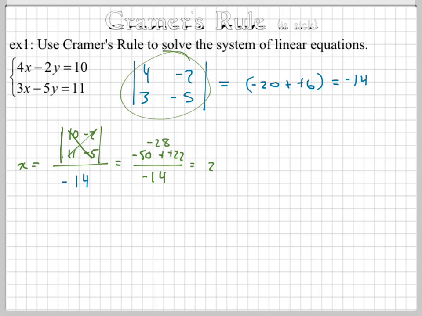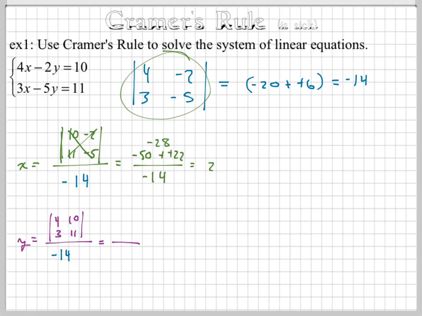That's it. Done. Now, for the sake of practicing, I'm going to use Cramer's rule to find the y as well. Now, you could just take that x and plug it in, just like you did before when you were solving systems. But I'm going to find the y using Cramer's rule also, just because I think it's good for you guys to see it right now. Okay, so I put the -14 on the bottom. On the top, this time I keep the x's, so 4 and 3. I got that from here. And the y's I'm going to replace with the 10 and the 11 because that's what I'm looking for.